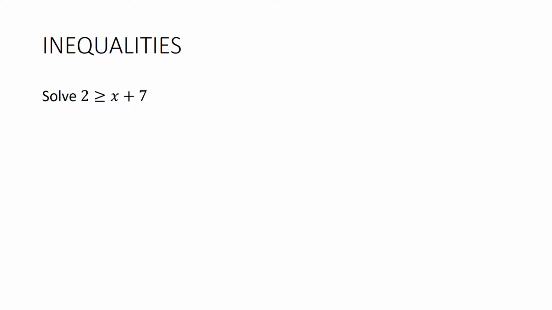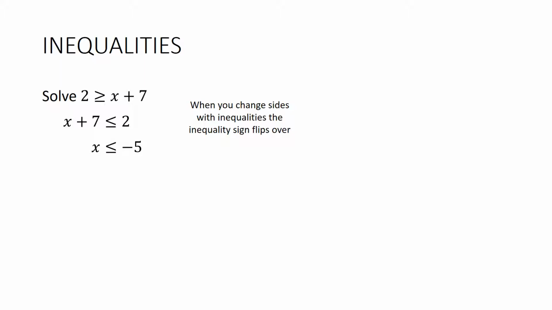Solve 2 is greater than or equal to x plus 7. Now I'm going to switch sides here because I want the x to come over here. Just like I did before with the equation, I'm going to switch sides, but the sign's actually going to flip. This is 2 is greater than or equal to x plus 7. So x plus 7 is less than or equal to 2. Can you see how when I turn it around, I've got to use less than instead of greater than? Now I can move this 7 over the other side, becomes a minus 7. And so x is less than or equal to negative 5. So here's the first rule with inequalities. When you change sides, the inequality sign flips over.